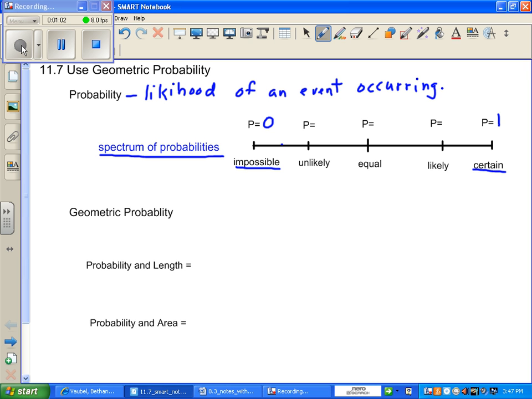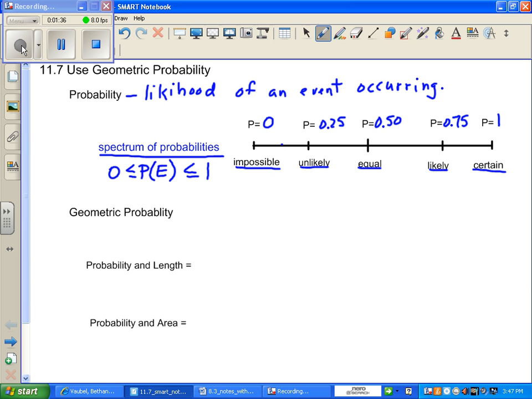And then an unlikely probability would be 25 hundredths. Equally likely would be 50 hundredths. And more than likely something happening would be 75 hundredths. So the probability of an event would be written this way, and the values would fall in between and including 0 and 1. So the probability value should give you an answer of 0 up to and including 1.